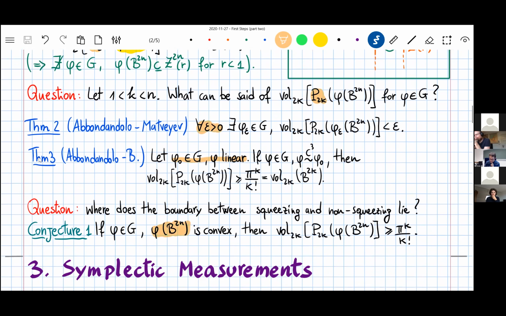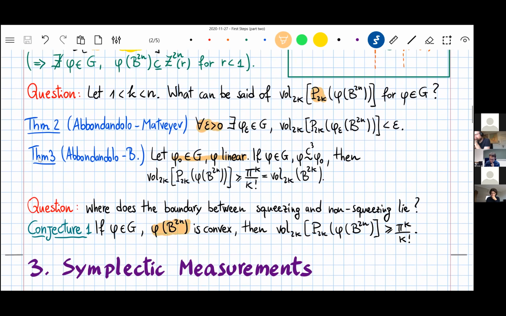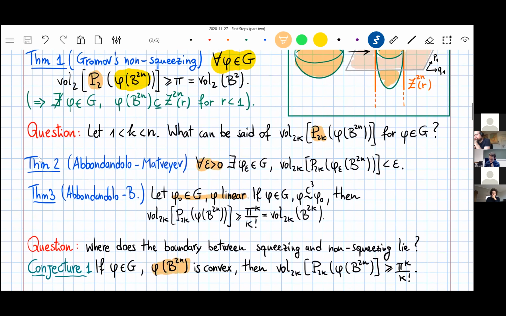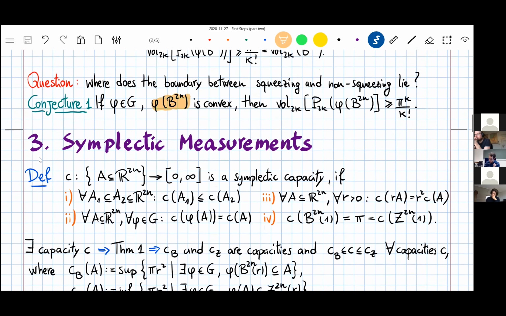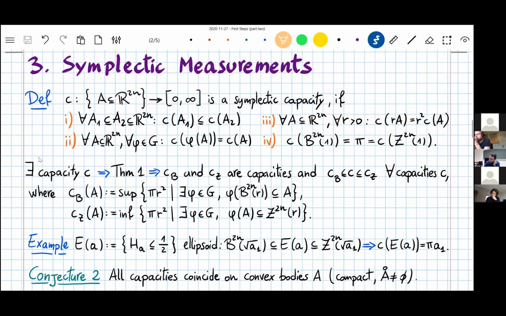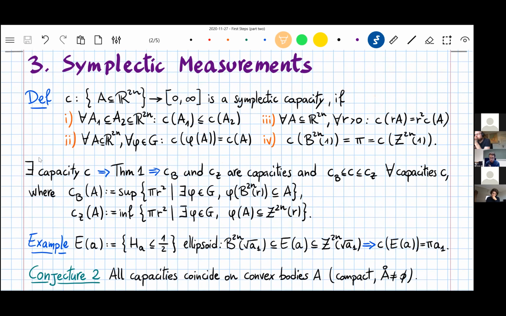Okay. So this is like a first part. And now I want to go in another direction. So kind of going into quantifying, finding a way of quantifying the Gromov non-squeezing even more. So this is done by now introducing what does it mean to measure something from a symplectic point of view.